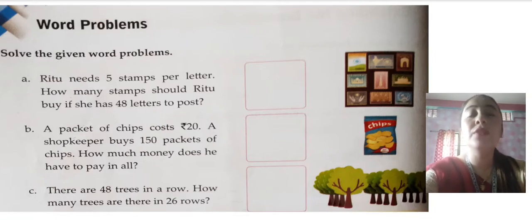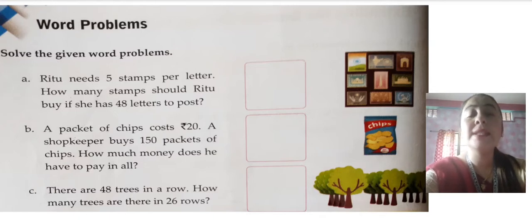Okay, so first you need to understand the statement very nicely, and you need to understand what you need to find from the statement. You need to understand the question first. So let me read out number A. Ritu needs 5 stamps per letter. How many stamps should Ritu buy if she has 48 letters to post?